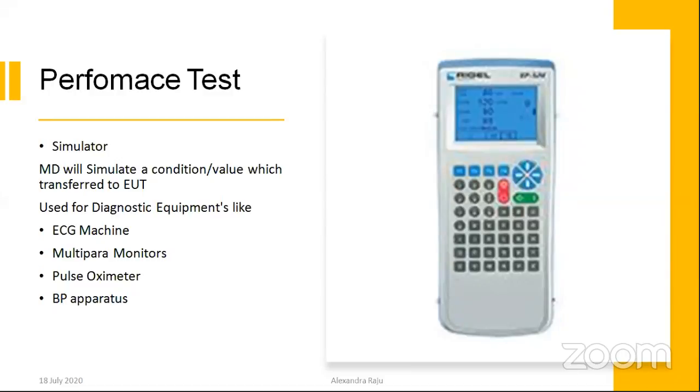The next is a defibrillator analyzer. So we have seen the simulator, and next is the analyzer. The analyzer checks the performance. This is a Unipulse model from Rigel. It measures the energy test, charge time test, synchronization test, and AED and pacemaker ECG simulations can be done with the help of this. Next slide, sir. Sorry, next slide.